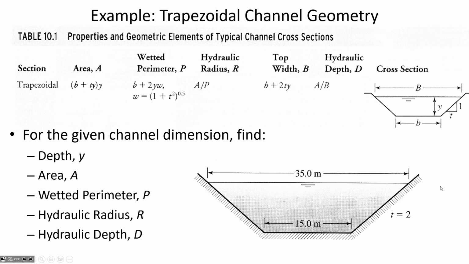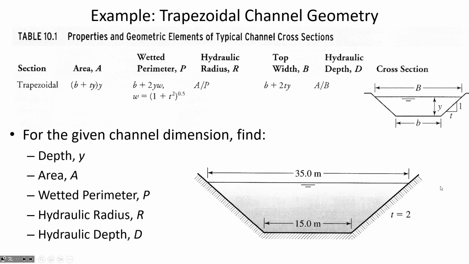All right. So with that known, let's just see all of the variables that are defined here. We've got lowercase b is 15 meters. Capital B, which is the top width, is 35 meters. T equals 2, y equals 5. So use these to calculate the area, wetted perimeter, hydraulic radius, and hydraulic depth using these formulas across the top.